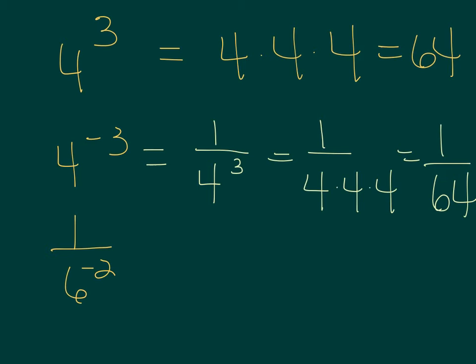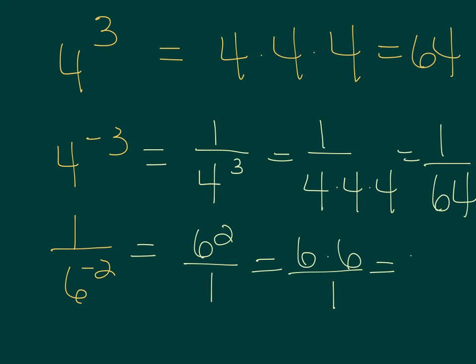And then the last one, I switched up the numbers, 1 over 6 to the negative second. So the negative exponent means flip it over, and we get 6 squared over 1. And once you flip it over, the negative exponent goes away. And now we have 6 times 6 over 1. But remember, you don't really have to write that over 1. So the answer to this problem is just 36. So that's what you should have on those first 3 problems in your notes.